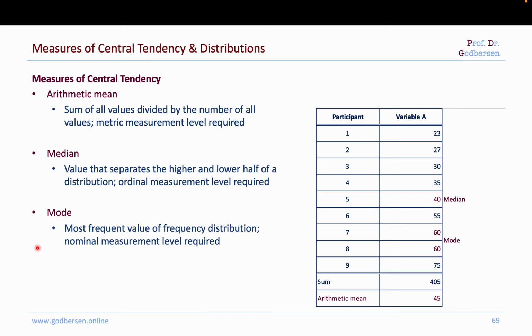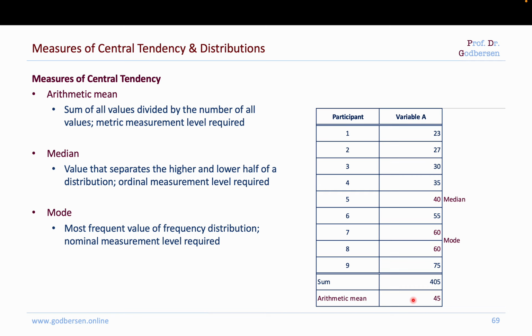To explain these measures of central tendency or simplify them, I have a simplified data set here, assuming we have 9 participants. Let's assume the variable A is the age. So we have one that's 23 years old, then 27 years old, and so forth, to the 9th participant who's 75 years old. The arithmetic mean, we sum this all up. This will be 405 divided by 9 gives us an average age of 45 years.